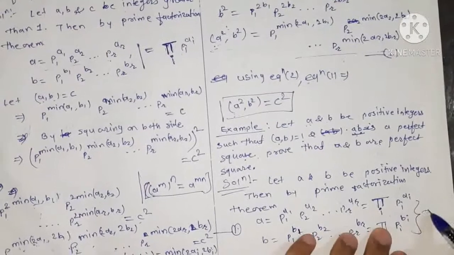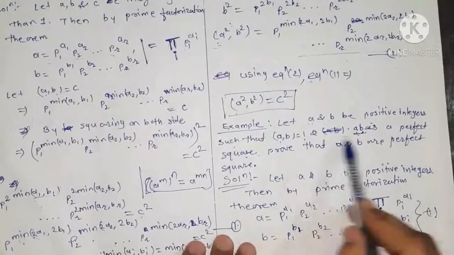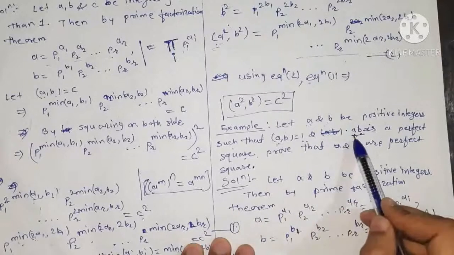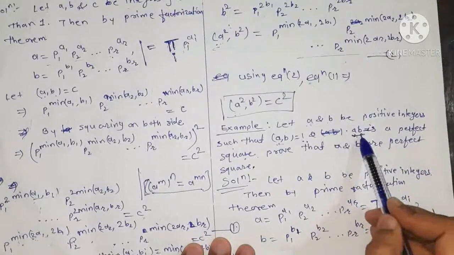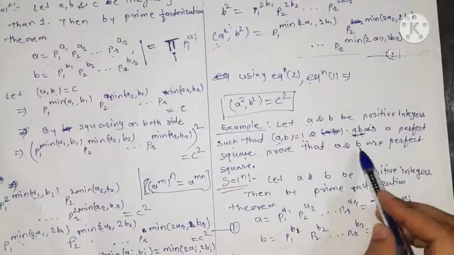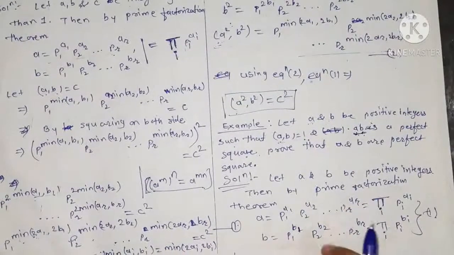Now we give this as equation number 1, and we take the GCD of a comma b, which is given to be equal to 1, and the product AB, that is the product of a and b, is a square number. So we can write the product a into b using this form.